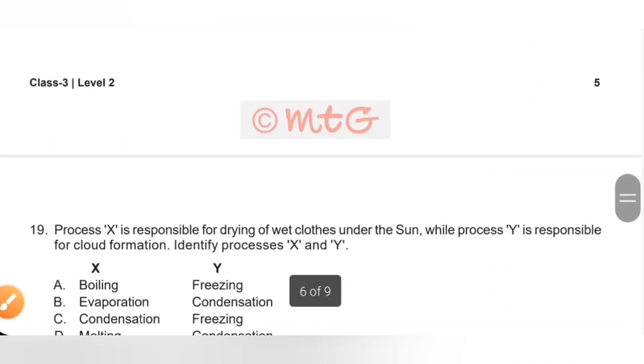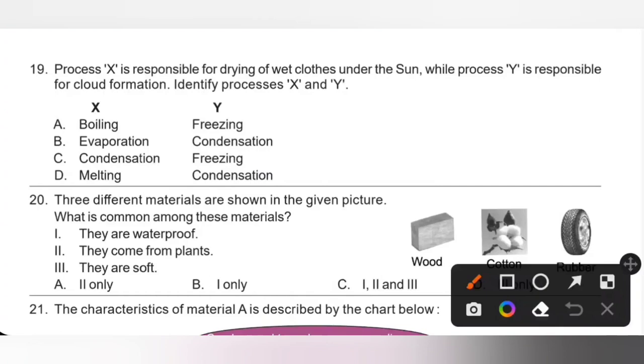19th, process X is responsible for drying of wet cloths under the sun. So process X is evaporation. Evaporation is responsible for drying of wet cloths under the sun. So while process Y is responsible for cloud formation, identify process X and Y. So process Y is condensation. Condensation is responsible for cloud formation. So X is evaporation and Y is condensation. So option B is the correct answer.